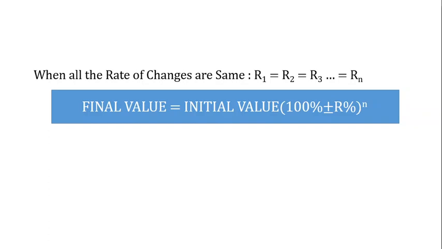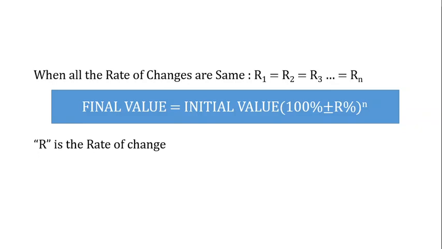For example, if a value is going through a 20% increase for 5 consecutive times, then initial value into (100 plus 20%, which is 120%) the whole power 5. That is what your calculation setup should be. Now we will see another set of examples for these kind of questions.